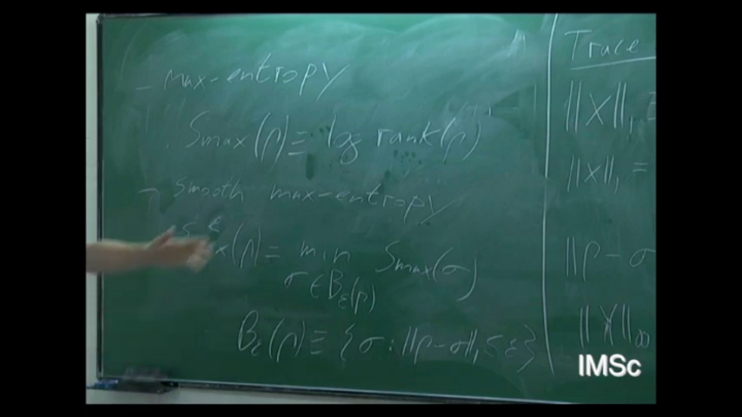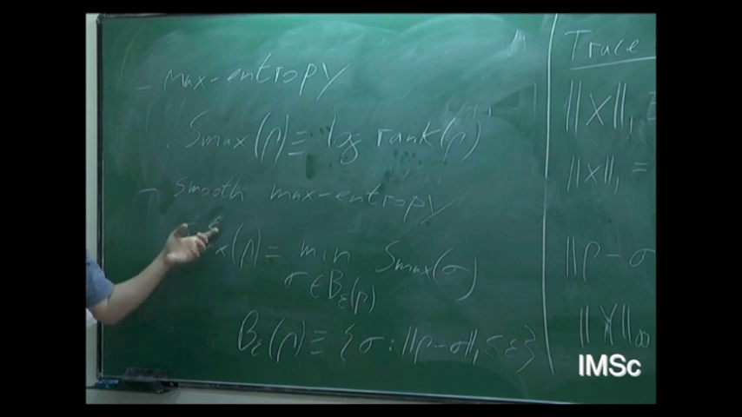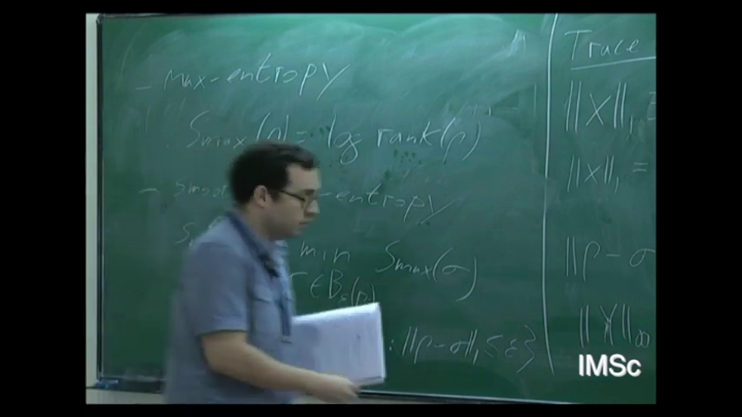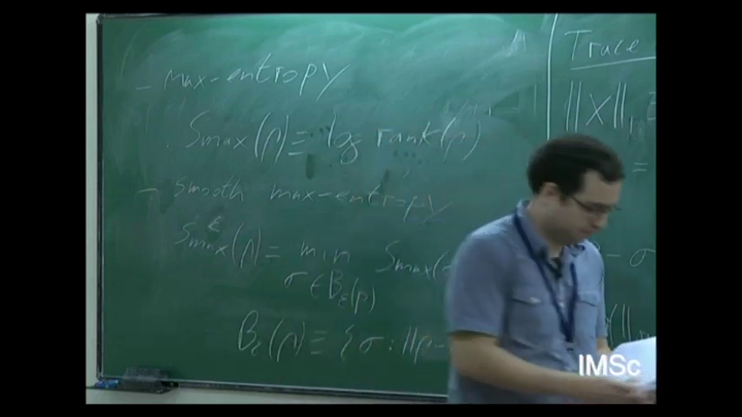One way to prove Schumacher's compression theorem is to say that if we evaluate this S max epsilon on n copies of rho and divide by n, then for any epsilon, in the limit, this converges to the entropy. That's indeed true, but we won't see this now. Any question on this?